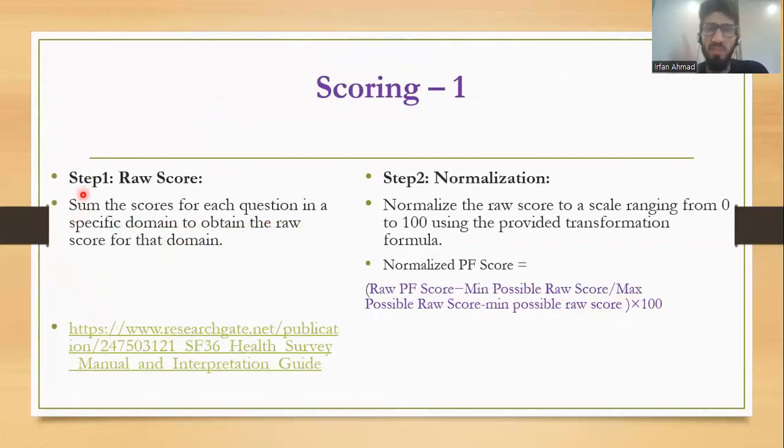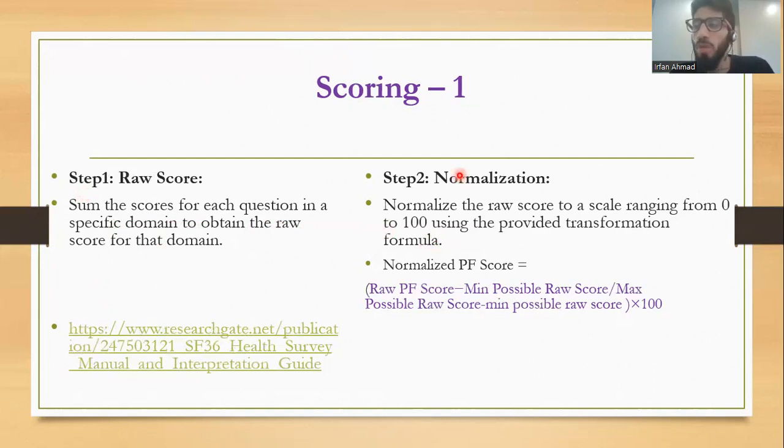So the first step is the first type of scoring method. The steps we discussed were the general steps. Now come to the first type of scoring method. The first way is to sum the scores for each question in the specific domain to obtain the raw score for that domain, as I discussed before.